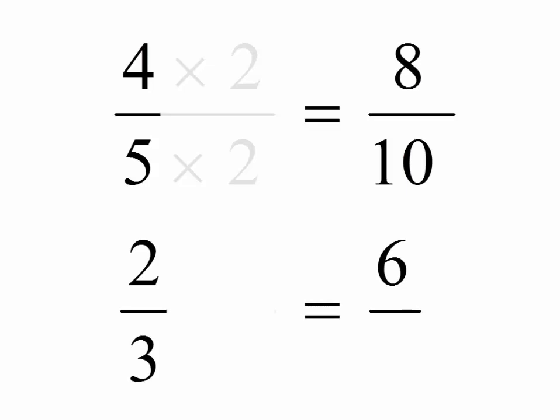Let's try one more. 2 over 3 is 6 over something, and what is that something? We'll start with a 2. 2 times 3 is 6, so multiply the bottom by the same number. That'll be 3 times 3, which is 9, so your missing number is 9.